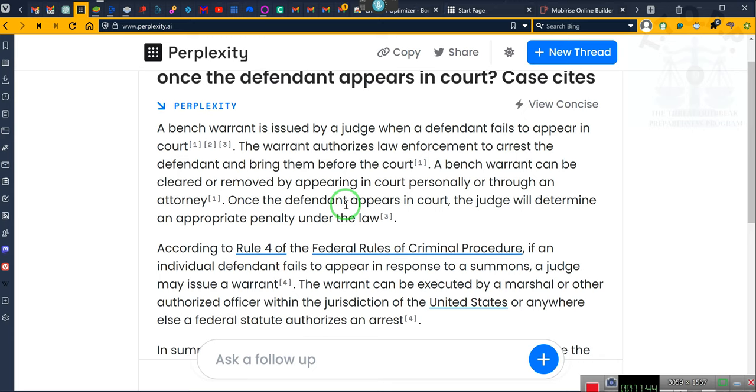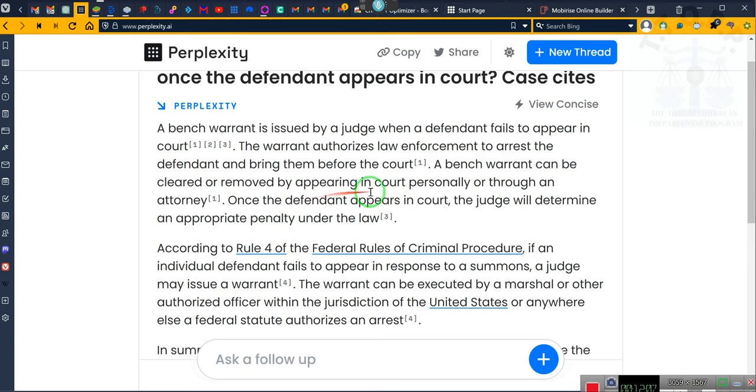Now, ladies and gentlemen, here's what you need to know. You will apologize to the court for any misunderstanding. When you tell the court, I was not aware, did not know, and you're truthful, don't just make up some excuse. Remember, when you appear in court, you're submitting to the court's jurisdiction.